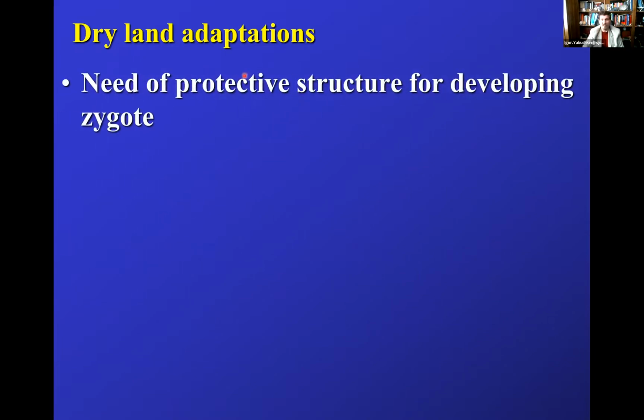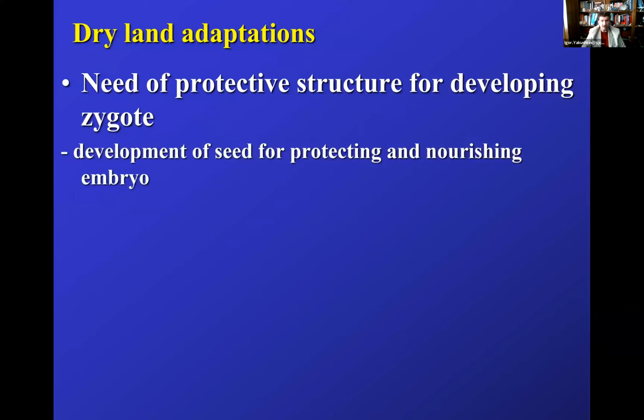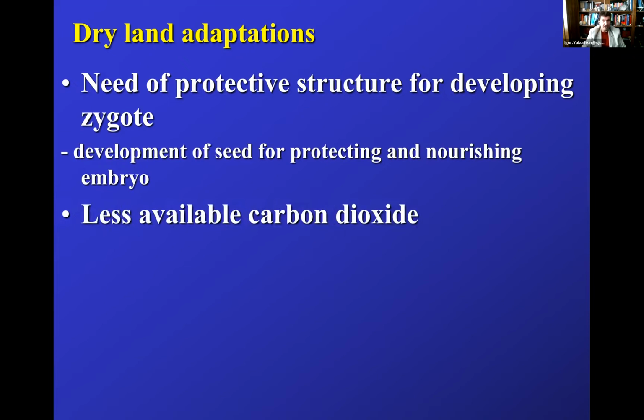And then, of course, a protective structure for the zygote. Therefore, plants came up with the what? With the seed: the cover, the food source, and the embryo. Developing a seed to protect and nourish the embryo. And then less available carbon dioxide.